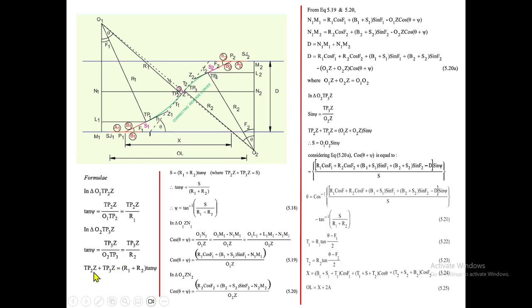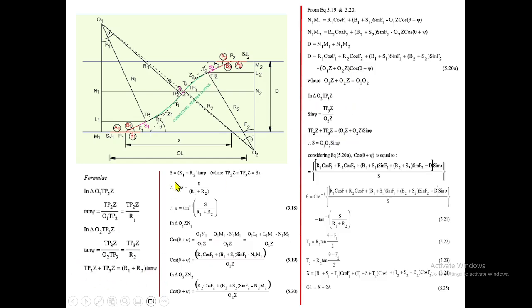Anyway, okay, now we are adding it, and both TP2 is Z, TP2 is equal to R1 tan psi, and TP3 is equal to R2 tan psi. So adding that, we have the equation here, TP2 is Z plus TP3 is equal to R1 plus R2 tan psi. We have that. Okay.